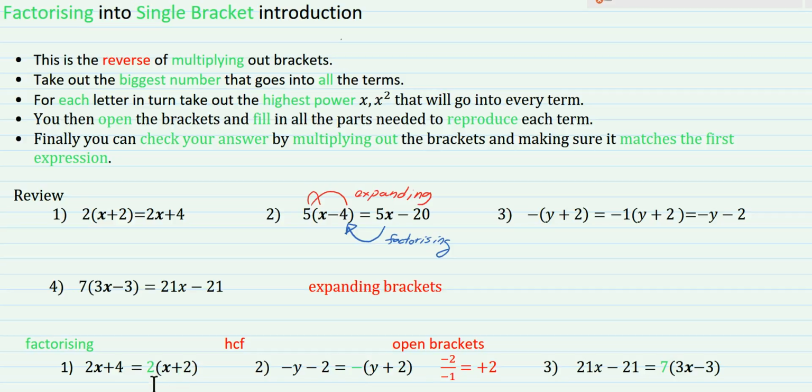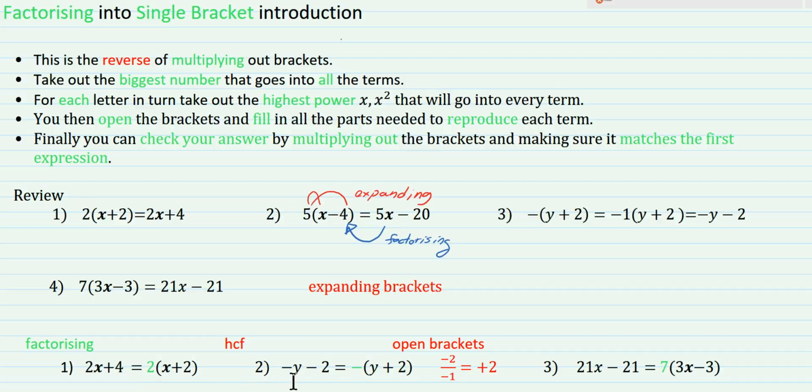Now to see if this is right, you can multiply this out, you can expand, and if it is right, you'll get the first expression again. So 2 times x, yeah, so it's 2x, and 2 times 2 is 4, so this is correct. Yeah, this 2 is called the HCF, the highest common factor. The highest common factor is the biggest number which will go into 2x plus 4. In this case it's 2.